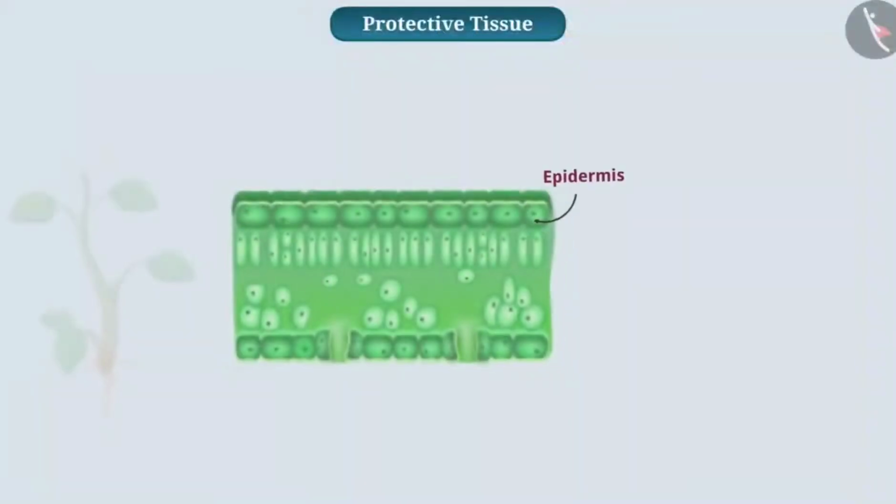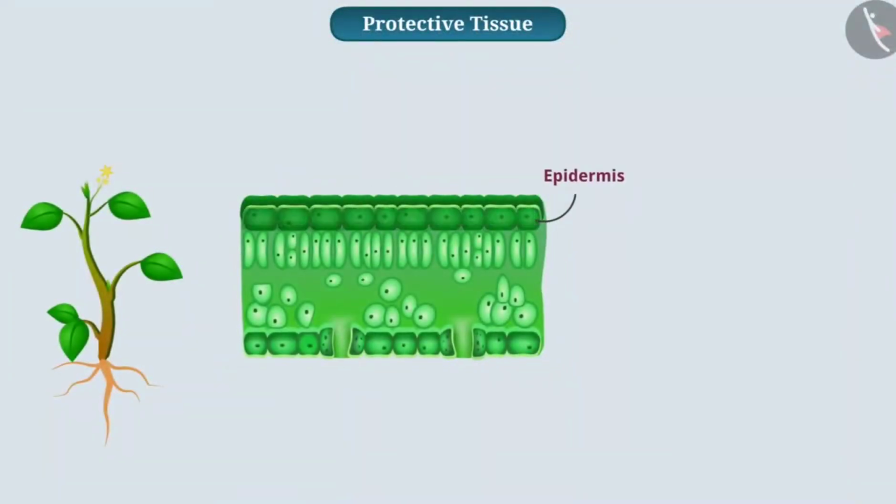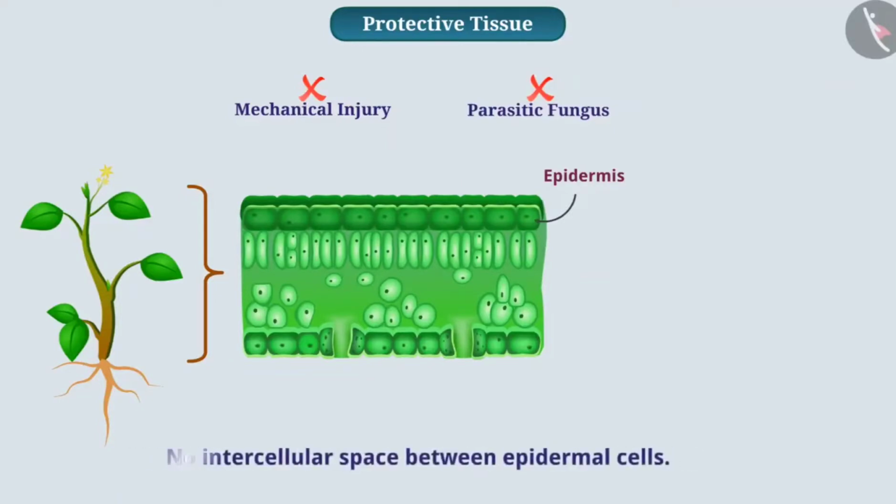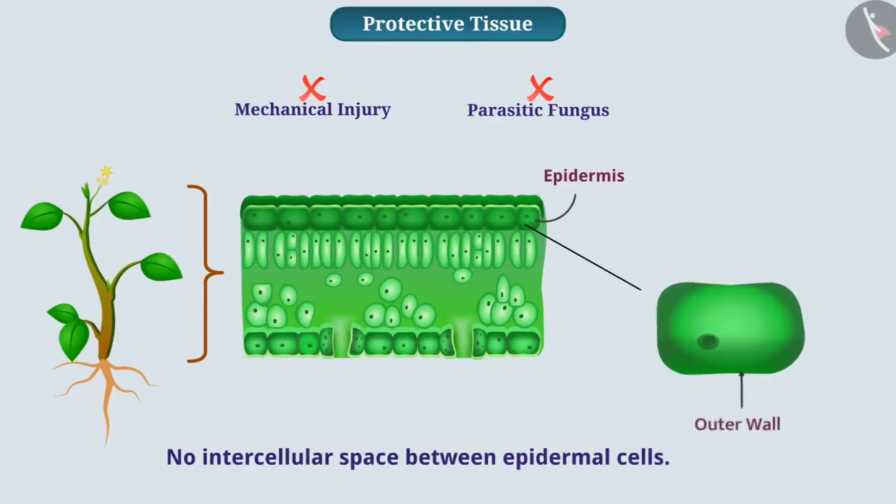Let us know about epidermis. Epidermis is the outermost single-cell thick layer. The entire surface of the plant is covered with epidermis. Epidermal cells form water-resistant wax layers on the outer surface of the plants, which protect the plants from mechanical injury and parasitic fungus. The layer of epidermis is continuous and there is no intercellular space between epidermal cells. Most epidermal cells are flat and their outer and side walls are thicker than the inner wall.